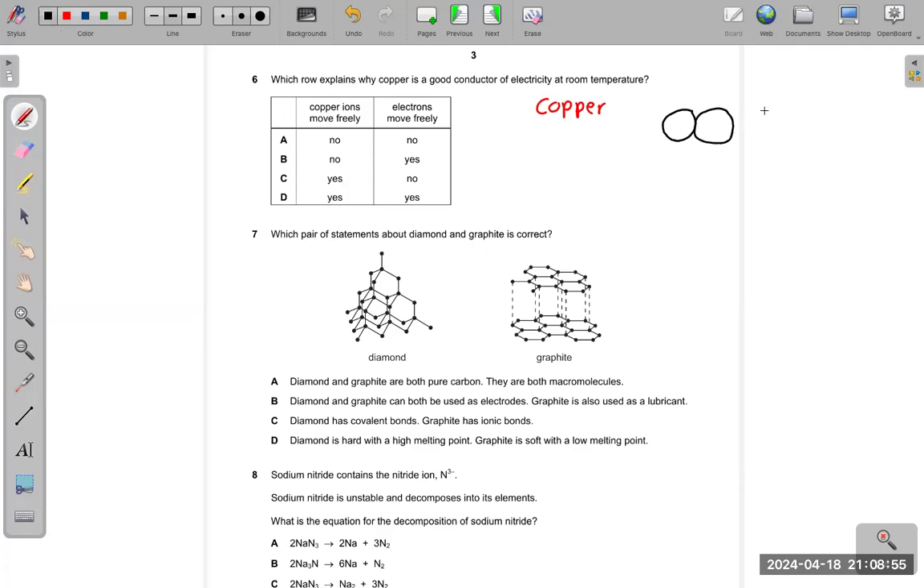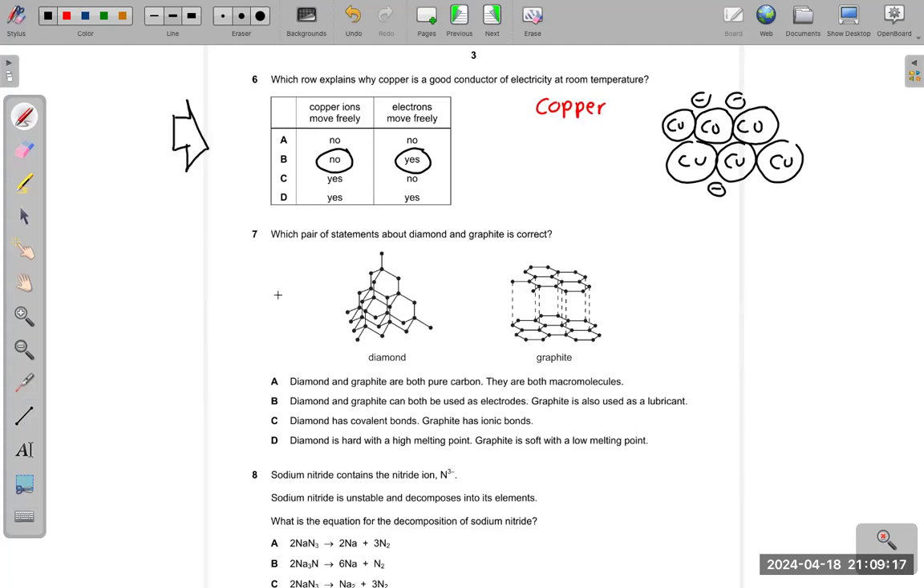Free electrons. Free electrons, very good, because this is a metal, and the metal is made from atoms or positive ions of the copper, and there are delocalized electrons. So it has electrons moving freely, but no free copper ions, which means the answer is B. This is the only one which is okay. So this might be a good question also to come.